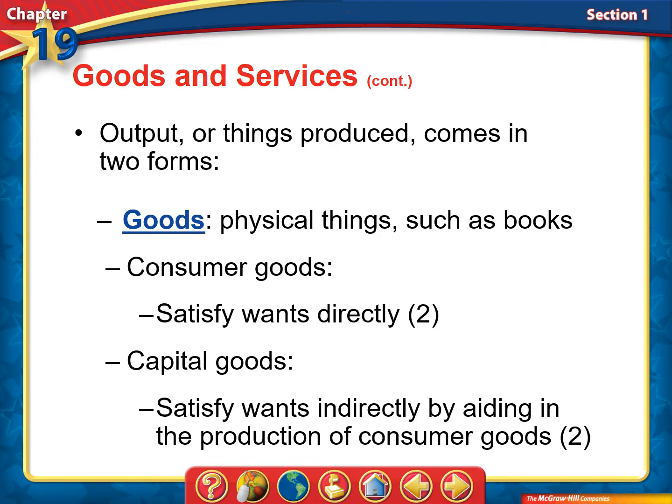But secondly, capital goods. These satisfy wants indirectly by aiding in the production of consumer goods. So this is a consumer good. I bought it. I am legally the end user. I can knock it out the window with a baseball bat. I can run it over with my car. I can set it on fire. I can eat it. It's mine to destroy or use for life.